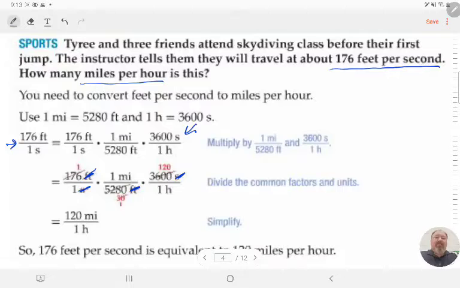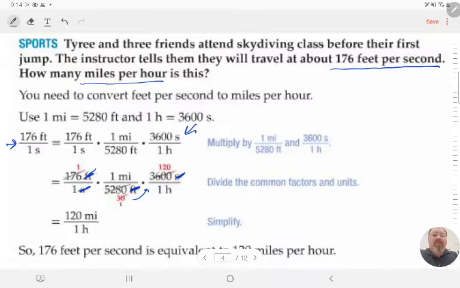If I simplify before I multiply, then 176 will go into 5,280 30 times, and then 30 will go into 3,600 120 times, and then I multiply straight across and I get 120 miles per hour, okay?